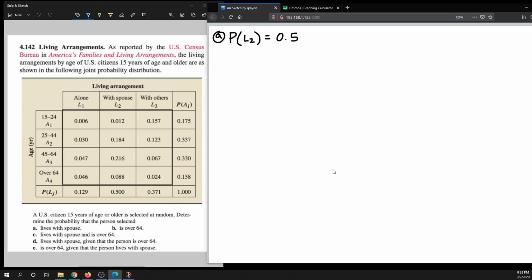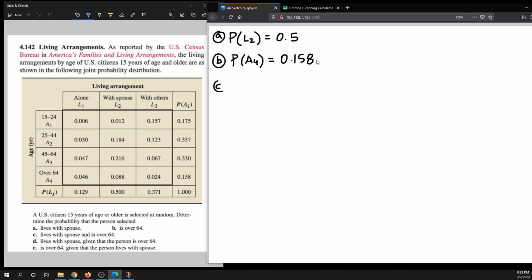All right, next part is part B. In part B, it says, what's the probability that they're over 64? So that's A4 over here. So I'm just going to write probability of A4. And again, that is going to be a marginal probability. So all the way over here, 0.158. And that is a marginal probability. So that's all we have to do, is write that down.